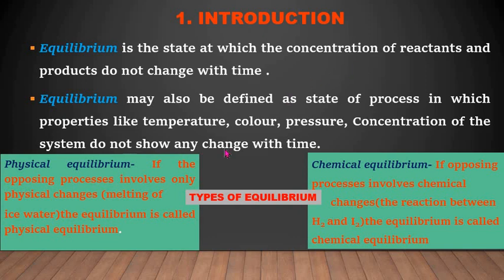There are two types of equilibrium. First is the physical equilibrium, second one is the chemical equilibrium. Physical equilibrium involves the physical changes while the chemical equilibrium involves the chemical changes. Example of physical equilibrium is melting of ice into water, and chemical equilibrium involves reaction between hydrogen and iodine.